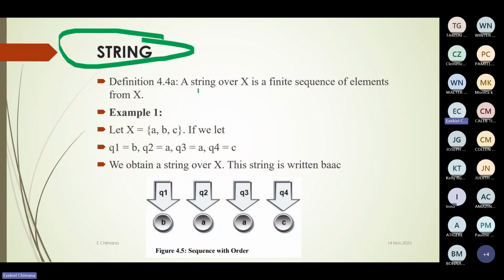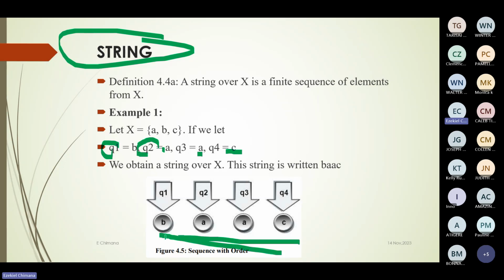So the definition of a string over X is a finite sequence of elements from what? From this X. Let X be a set with A, B, C. If we let Q1 be equal to B, Q2 be equal to A, Q3 be equal to A, and Q4 be equal to C, we obtain a string over X. This string is written BACC.